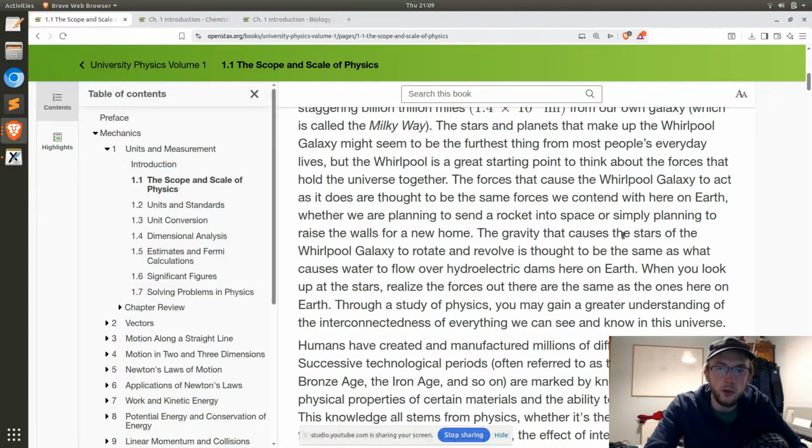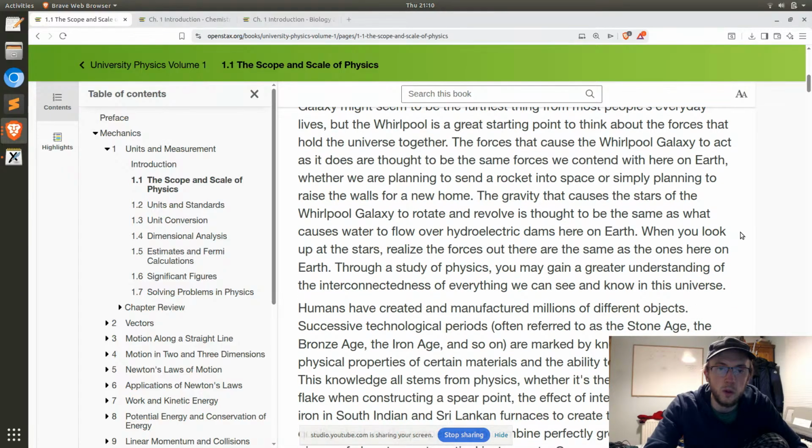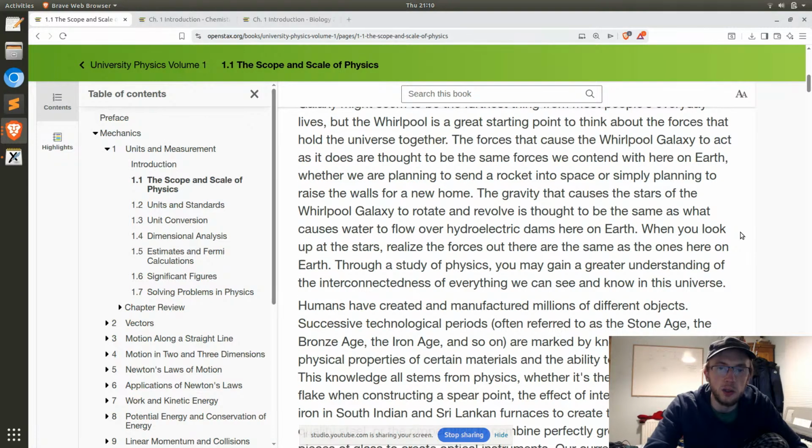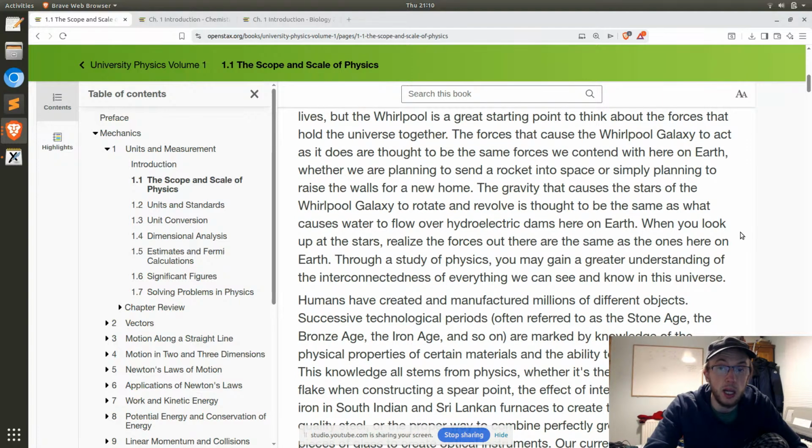The gravity that causes the stars of the whirlpool galaxy to rotate and revolve is thought to be the same as what causes water to flow over hydroelectric dams here on Earth. It's very good how they're laying out that assumption on the table, because it is an assumption that there are forces at play a billion trillion miles away that operate under the same laws as here on Earth. That's an assumption.